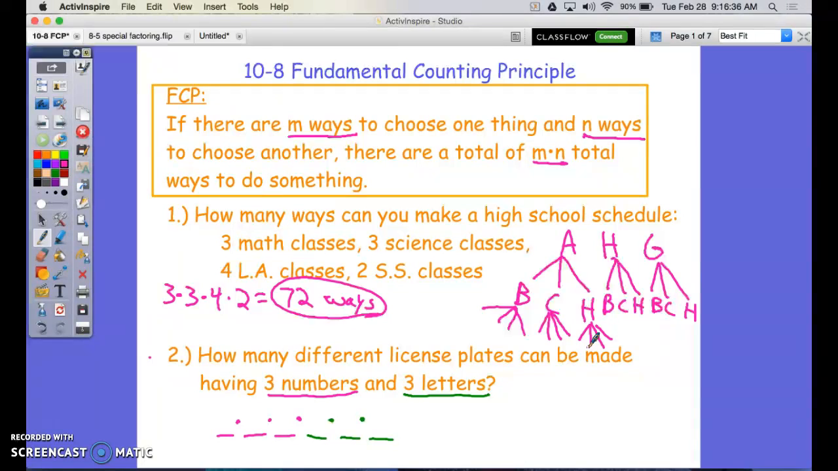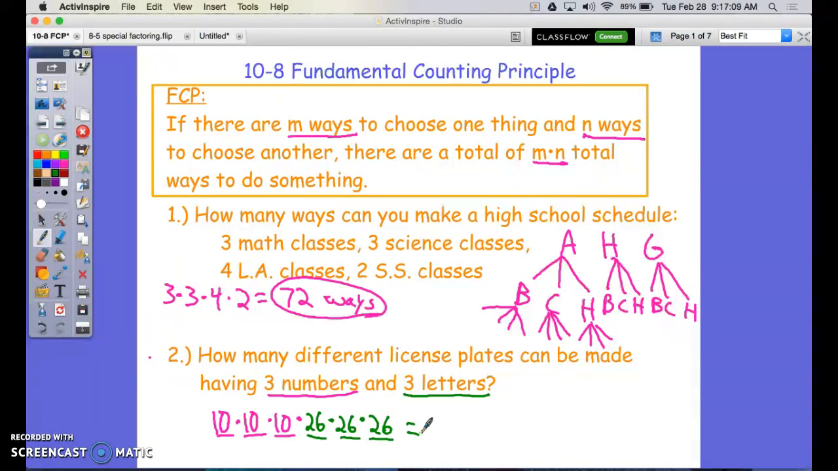So let's take a look at number 2. How many different license plates can be made having 3 numbers and 3 letters? So I use pink here, and I set up 3 different slots. And for the green, I set up 3 different slots. So let's take a look at the 3 numbers. So numbers, you have 0, 1, 2, 3, 4, 5, 6, 7, 8, 9. So we have 10 numbers to choose from here, 10 here, 10 here. When I think about the letters, if you think about what your language arts teacher teaches you, you have 26 different letters to choose from.